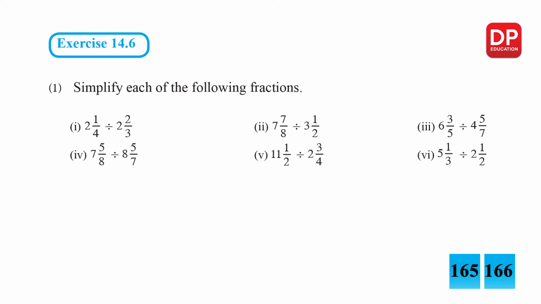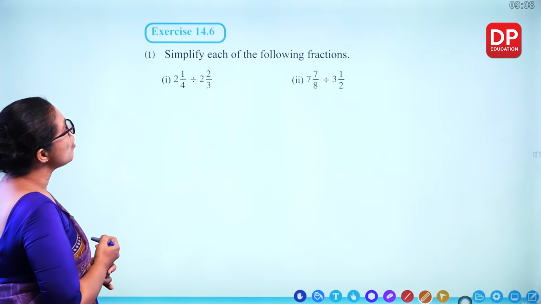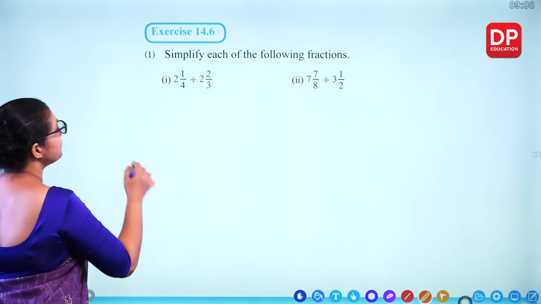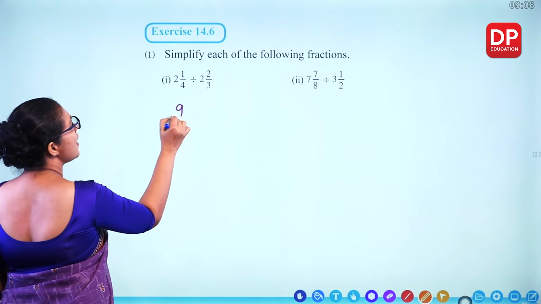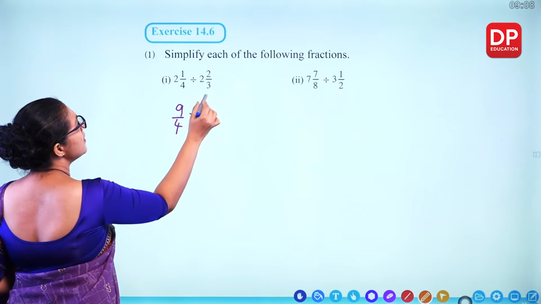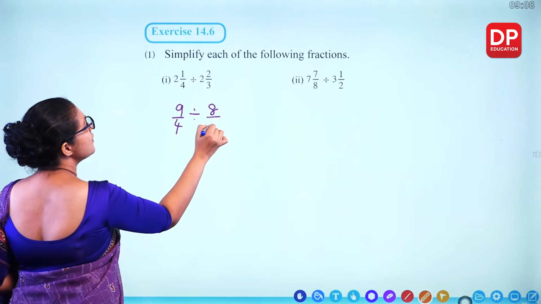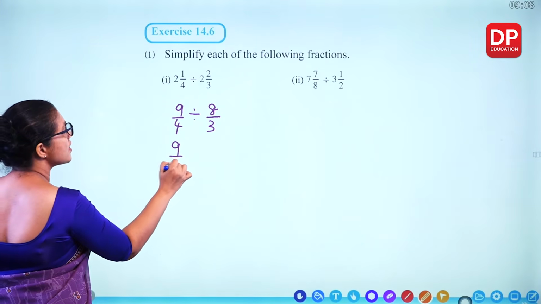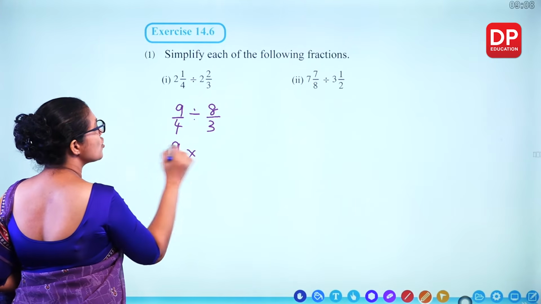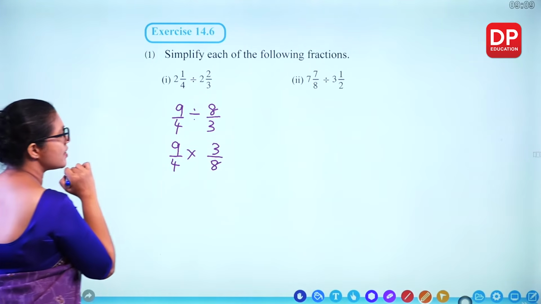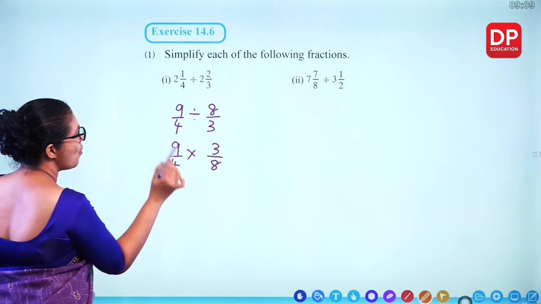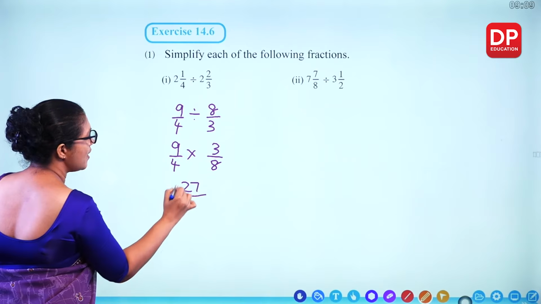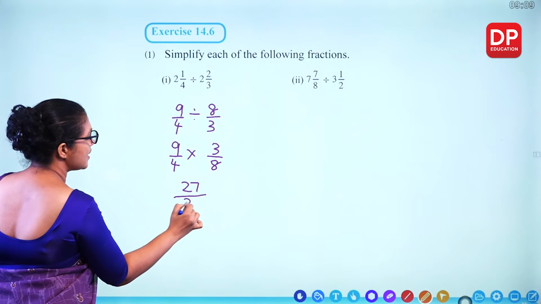Exercise 14.6. Simplify each of the following fractions. Convert to improper fractions. 4 times 2, 8 plus 1, 9/4. Here 6 plus 2, 8/3. Now convert to a multiplication by taking its reciprocal. Can you simplify? No. 9 times 3, 27. 4 times 8, 32.